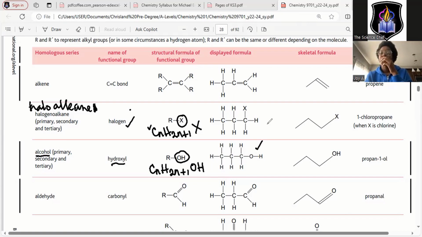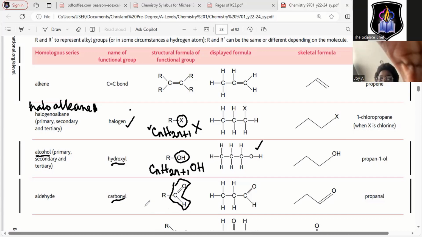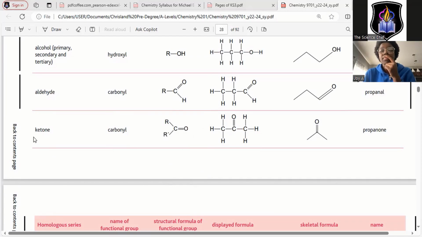This is propan-1-ol. Then this is the aldehyde. And the name of the functional group is what? Carbonyl. This is it. That's the functional group, CHO, right? Yes, sir. That's CnH2n+1CHO. It's capital C, H, O, right? Yes, sir. Then we have ketones.